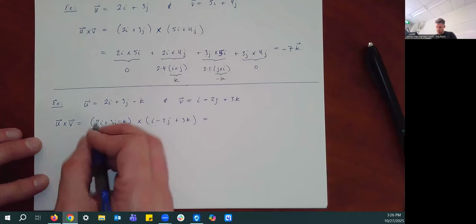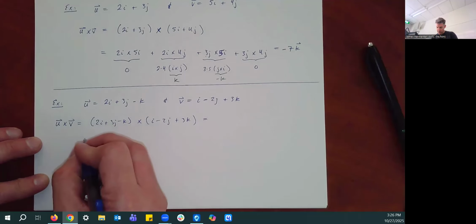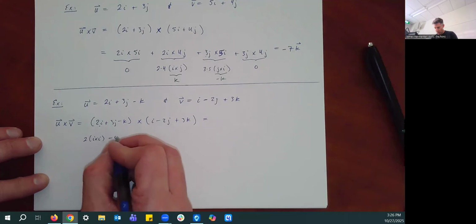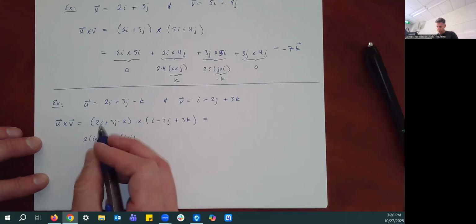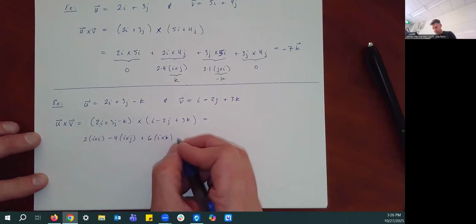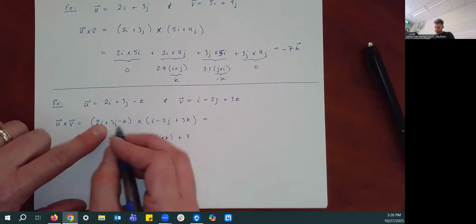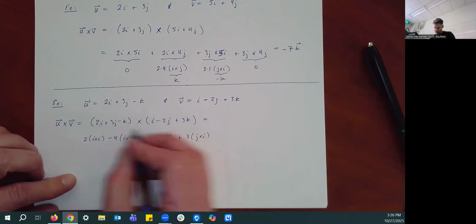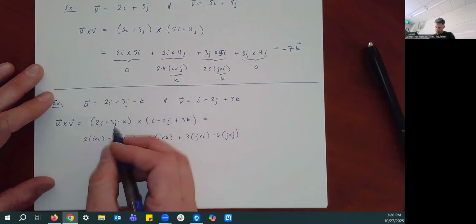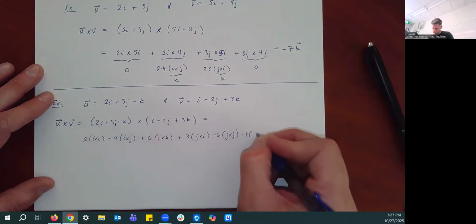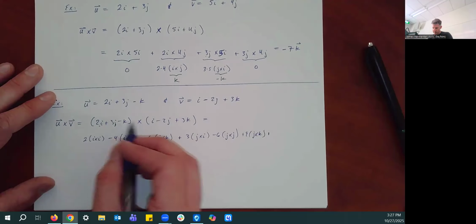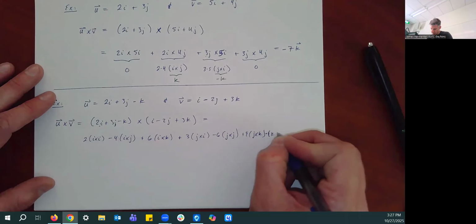So I'm going to get 2i cross i, which is going to be 2 times i cross i, plus 2i cross negative 2j, which is going to be minus 4 times i cross j. 2i with 3k is going to be 6 times i cross k. Oh my God, why did I do this? 3j with i is going to be 3 times j cross i. 3j with j, I should just write 0 there, but I'm not going to. Minus 6 times j cross j. And then 3j with 3k is going to be plus 9 times j cross k. We're almost there. Plus minus k times i, so minus k cross i.